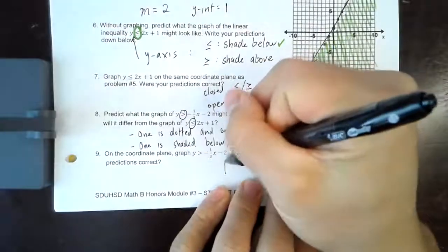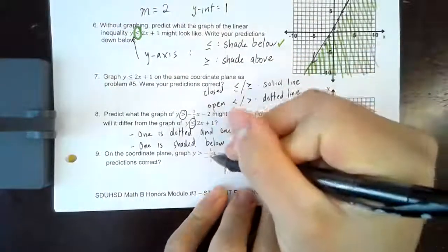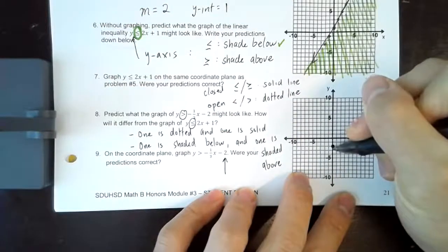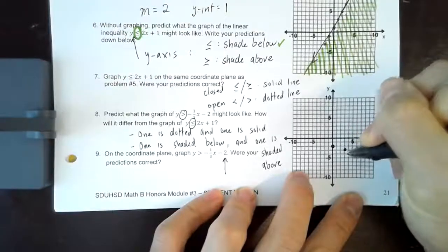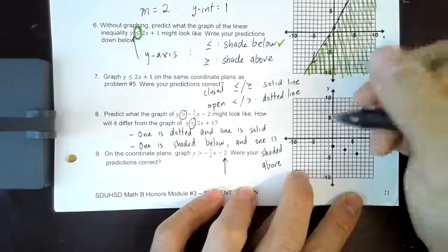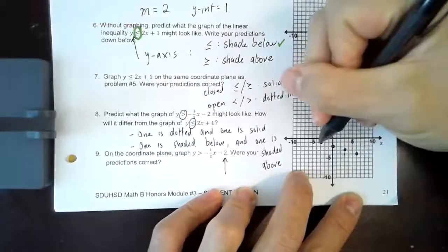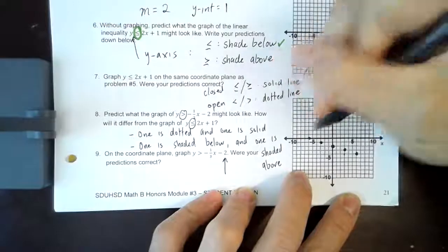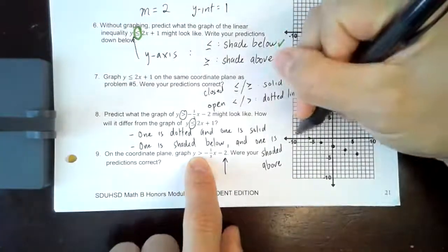Okay. So go ahead and graph y is greater than negative 1/3 x minus 2. So always start at the y-intercept, 0, negative 2. Then your slope is negative 1/3. So that means you go down 1 and 3 to the right. Down 1, 3 to the right. You can also go up 1 and 3 to the left.